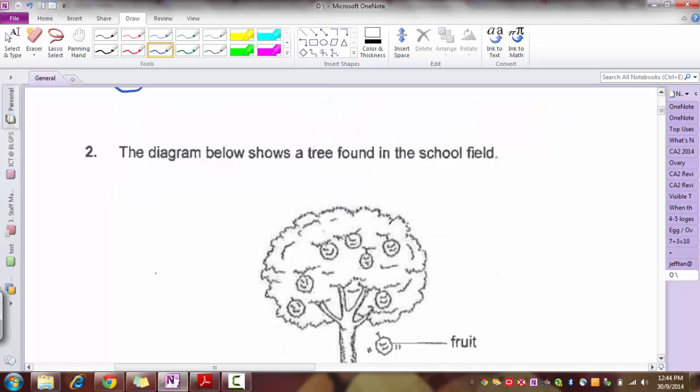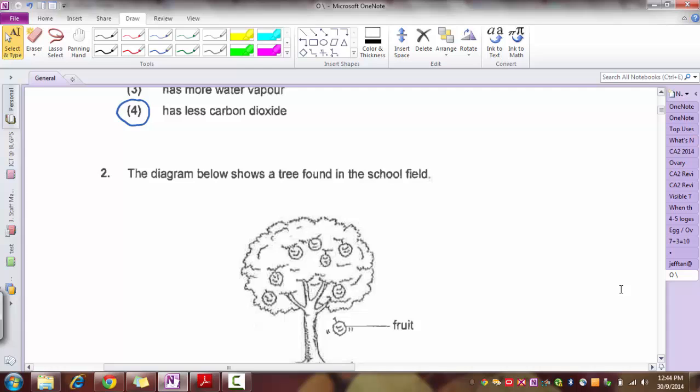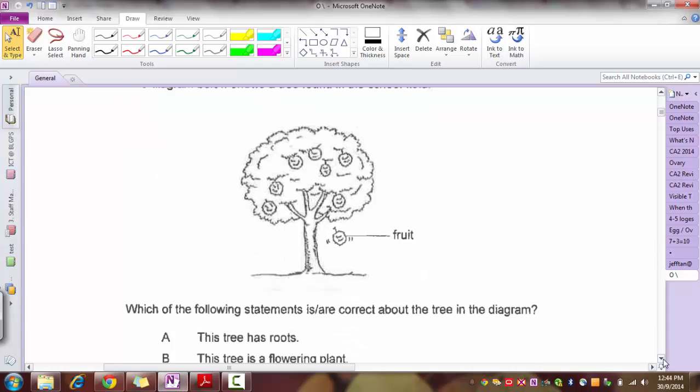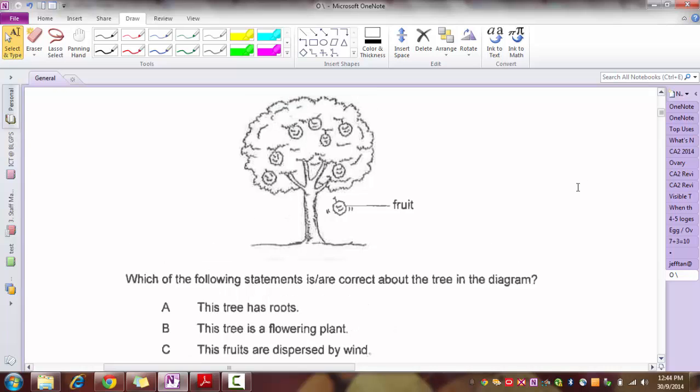Okay. Now question 2. The diagram below shows a tree found in the school field. Which of the following statements is or are correct about the diagram? So let's take a look. The tree has roots. Does a tree have roots? Yes, definitely. A tree must always have roots. The tree is a flowering plant. Is this tree a flowering plant? Yes. How do you know?